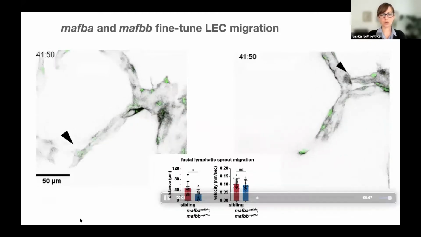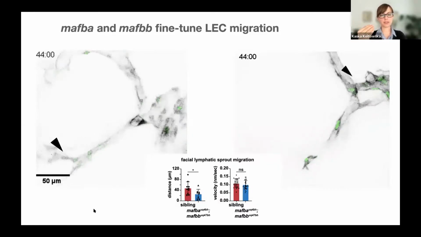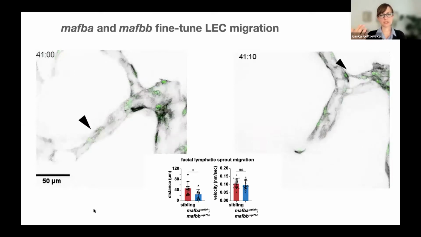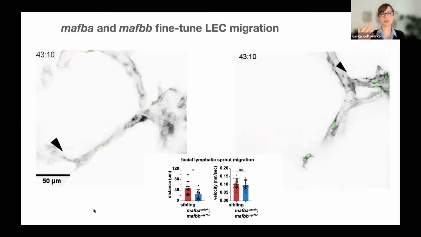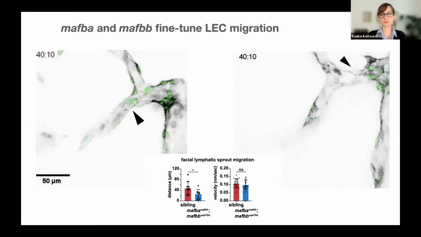And when we quantified these phenotypes, we saw indeed that these cells don't progress as far compared to the sibling cells in the mutant. However, the velocity of the movement of the mutant cells has not been different.